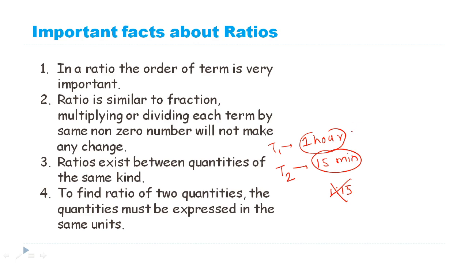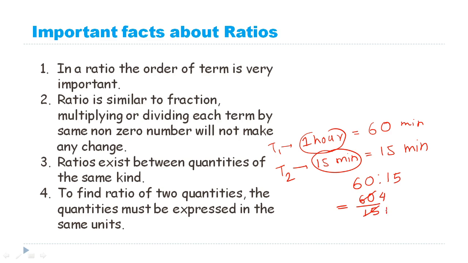So what we will do, 1 hour can be written as 60 minutes. Am I wrong? Yes or no? We can write 1 hour as 60 minutes, and 15 minutes is already 15 minutes. Now you see, both the units are the same, right? This is also minute and this is also minute. Now it is reasonable to compare. So now if we compare, what will be the ratio? 60:15, right? We can write them in fractional form, and if you cancel, 15 fours are 60. Am I right? 15 fours are 60, so 15 ones are 15. So the ratio will be 4:1.